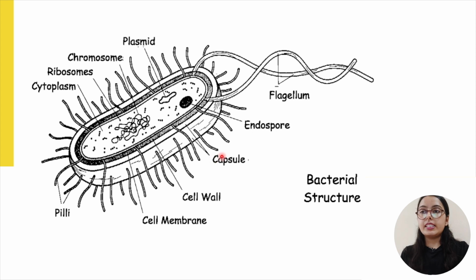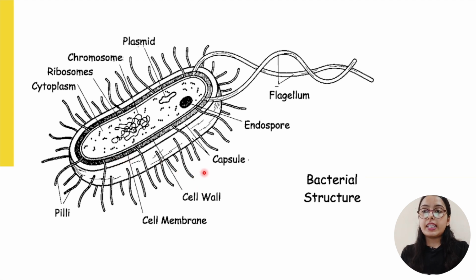Now we will understand the different parts of the bacteria in detail. As you can see, this is a typical bacterial structure which has different organelles. For example, here we can see a long tail-like structure which is called flagellum. Then there are small thread-like projections all over the body which are called villi. Then there is a capsule, an endospore, a plasmid, chromosome, ribosomes all over the body, and there is cytoplasm. And the most important parts include the cell membrane as well as the cell wall.